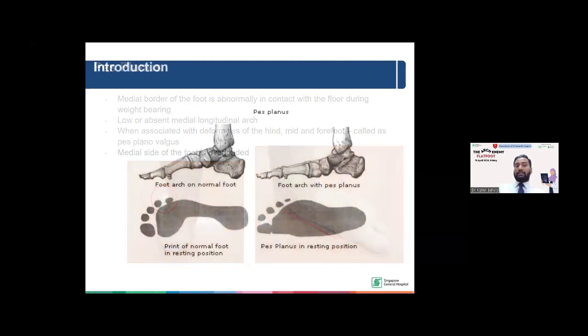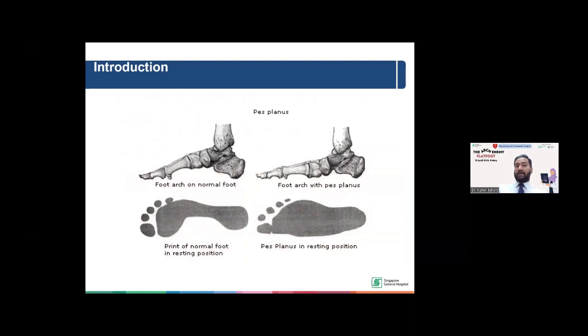So if I were to look at the footprint and compare a normal foot with one with pes planus or flat feet, you can see that the surface area of the footprint is much larger in a patient who is flat-footed.